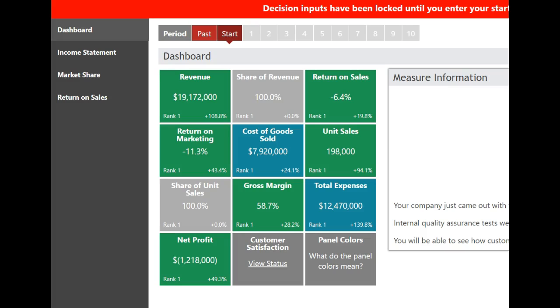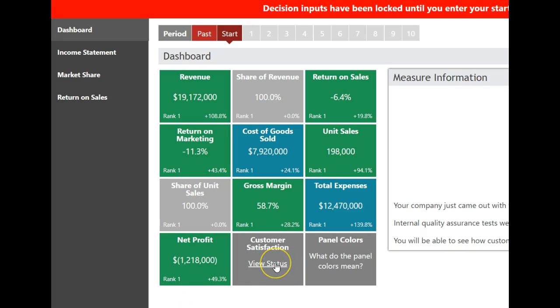If you notice in this particular case, they're at 198,000 unit sales, and they're ranking 1. But if you notice that you are in the gray or in the red, that means that you need some improvement in that area. And one place that I'd like you to look is customer satisfaction. What is your customer satisfaction rating, and how are you doing in that area?